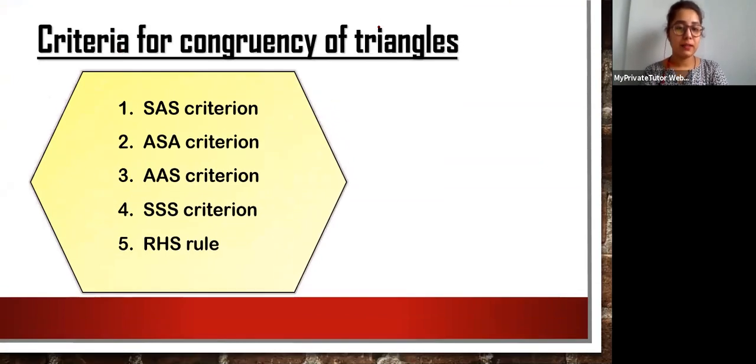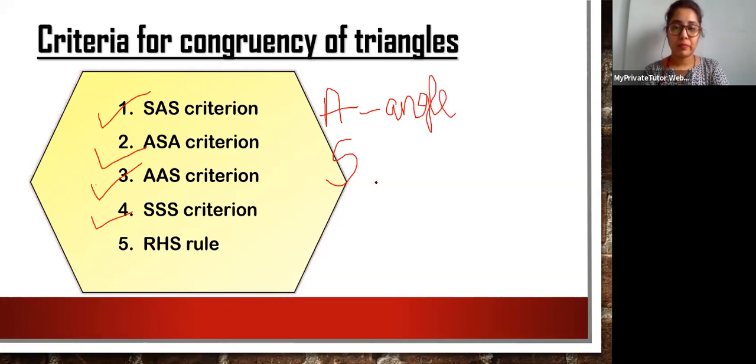We have S and A in four of the tests. You can see that in the first one we have SAS, we have ASA, we have AAS, and we have SSS. So what does A mean over here? Angle. And what does S mean over here? That is side. Angle, and here S means the side.